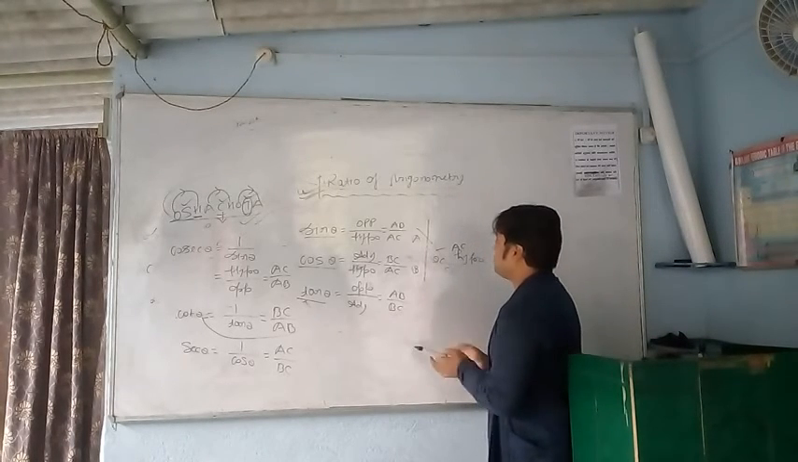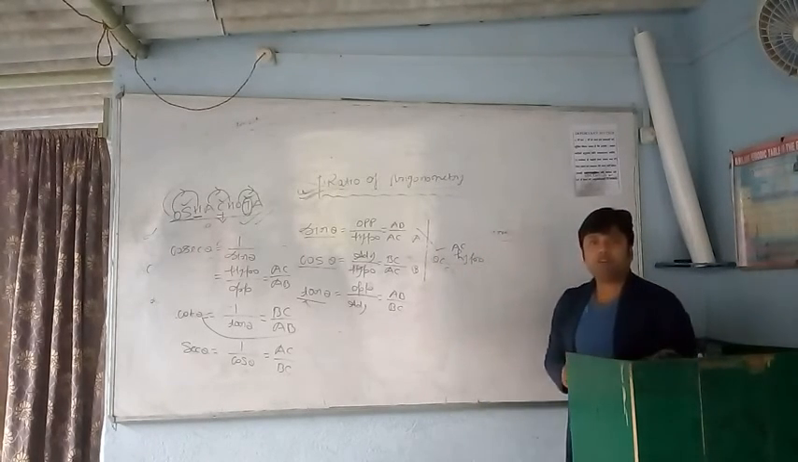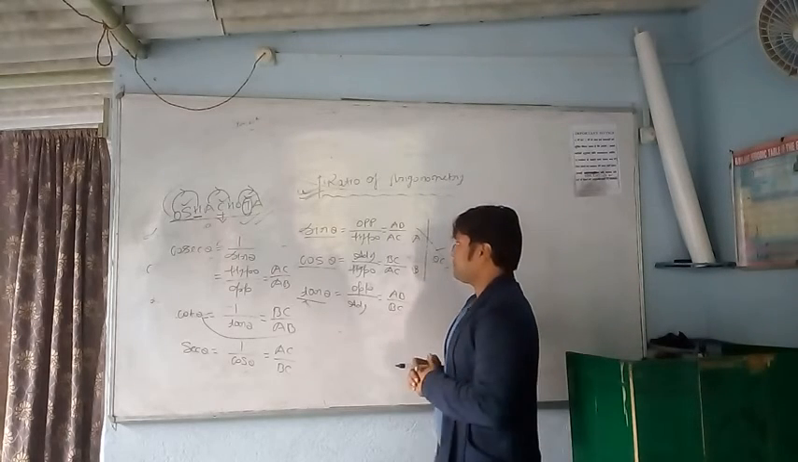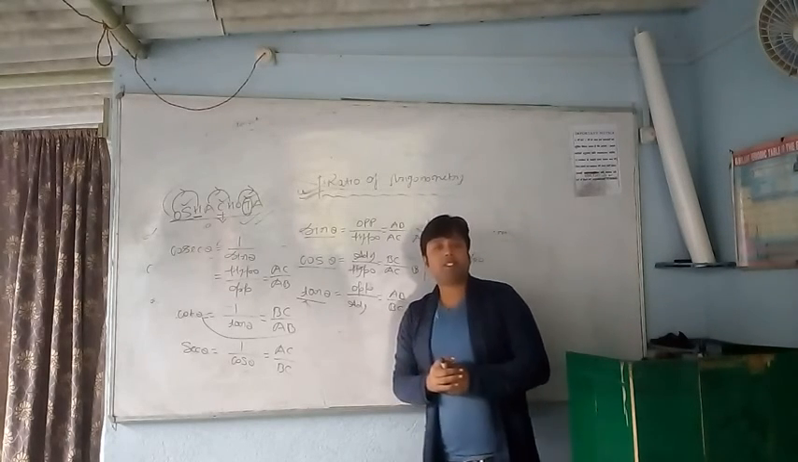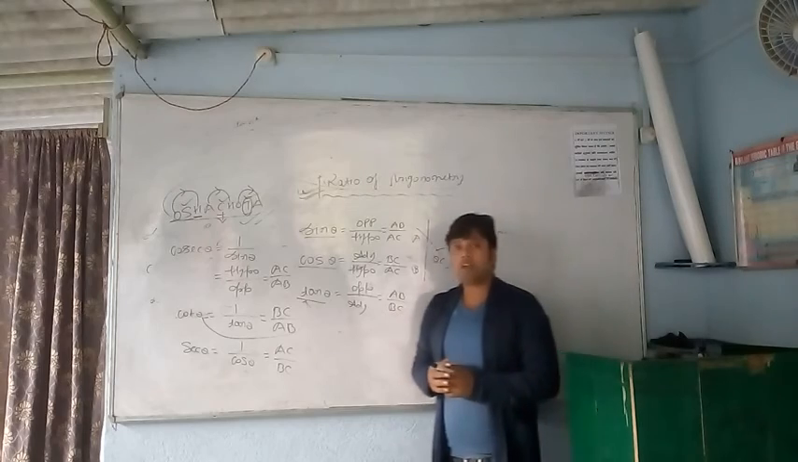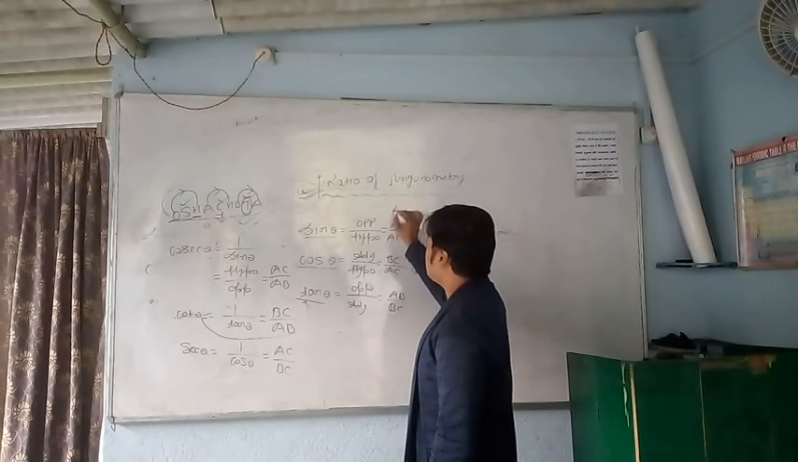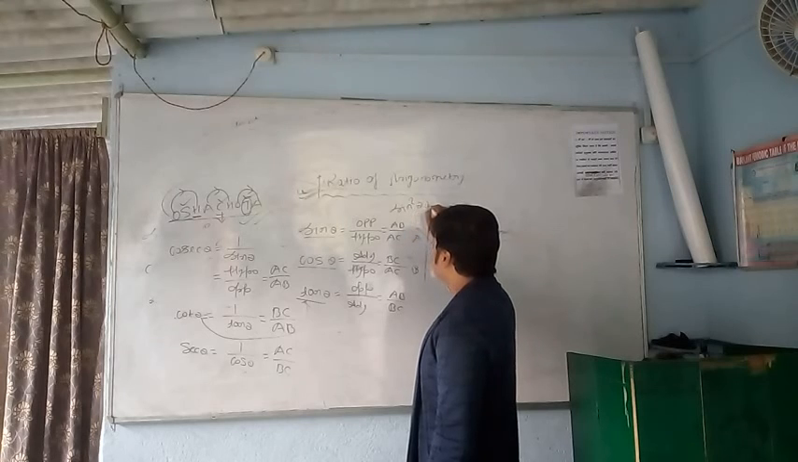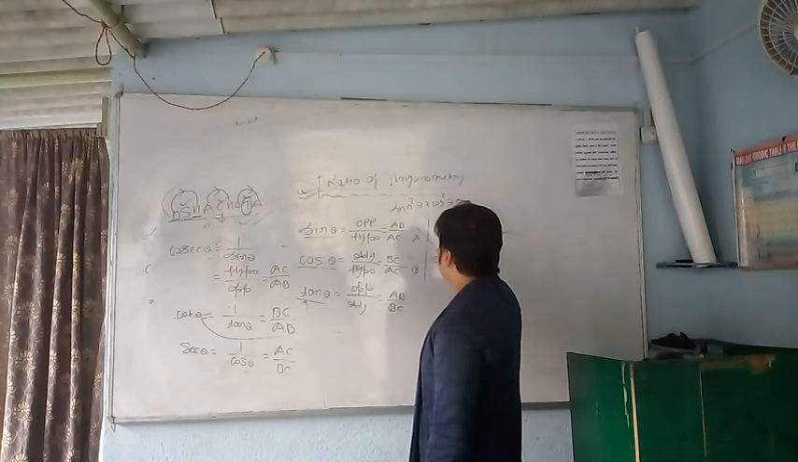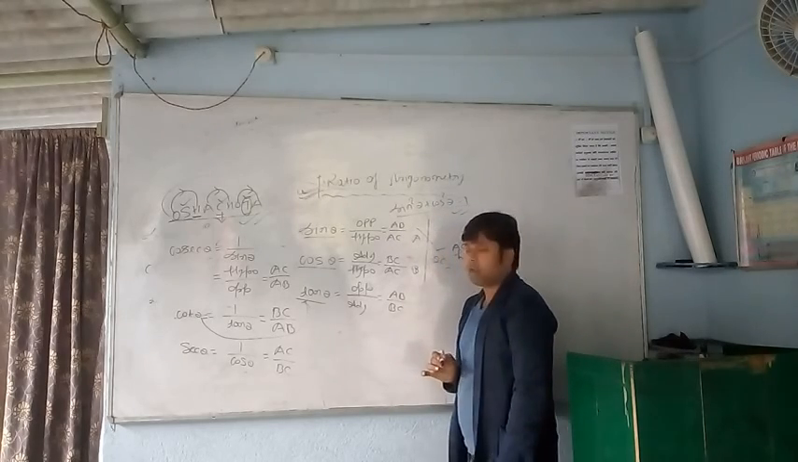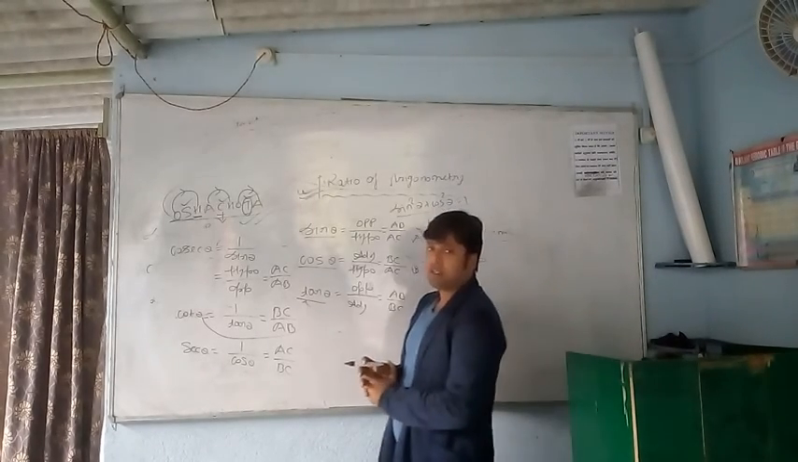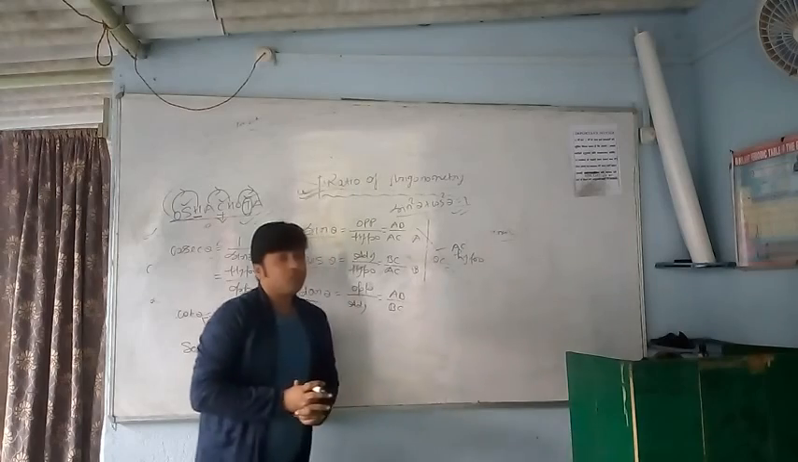And for your 10th board, it's a very important part for all of you. In the next video we will discuss how to remember, besides all these, the trigonometric identity, that is sin square theta plus cos square theta is equal to 1. So we will see you in the next video.